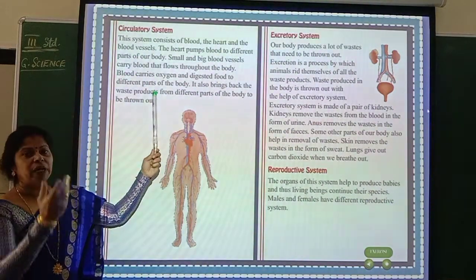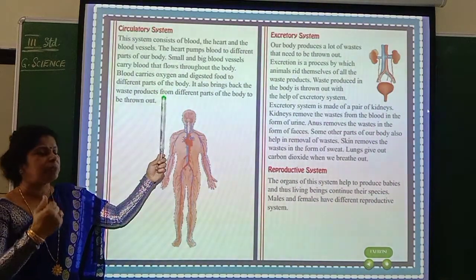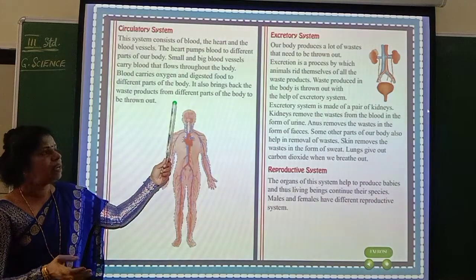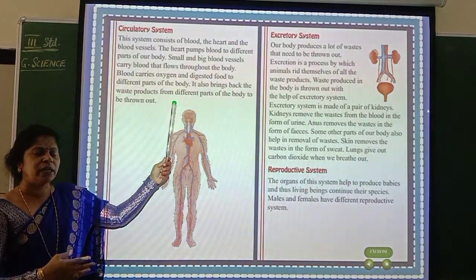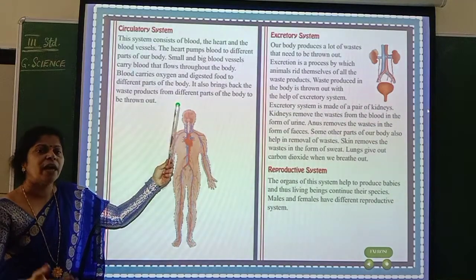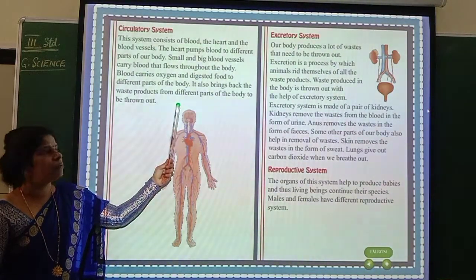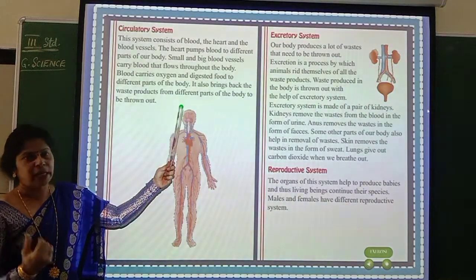Understood? So burning of food, what do you call it? The digested food is burned. That is called oxidation. So that will provide you energy. And this energy is very much required to carry out all your activities. Whatever activities you want to do, any work you have to do, for that you require that energy.